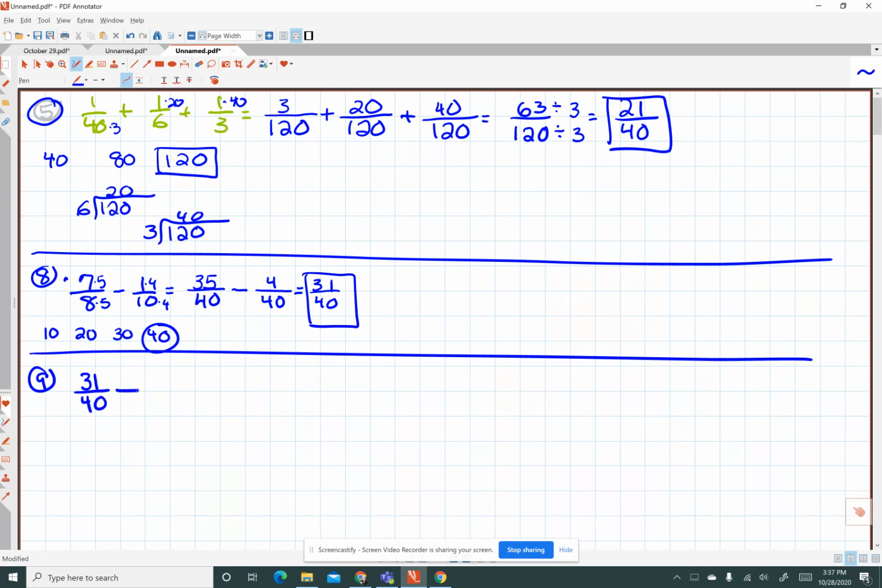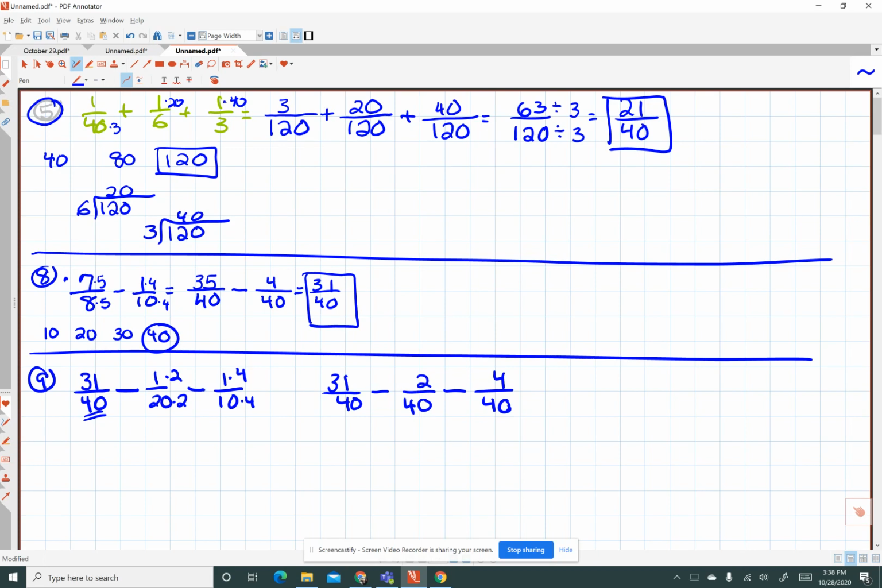31/40 minus 1/20 minus 1/10. We need to make all of the denominators 40. So we'll have our 31/40 because 40 is also a multiple of 20 and 10. So if 20 times 2 is 40, well, what's 1 times 2? Well, that's 2. And 10 times 4 is 40, and 1 times 4 is 4.